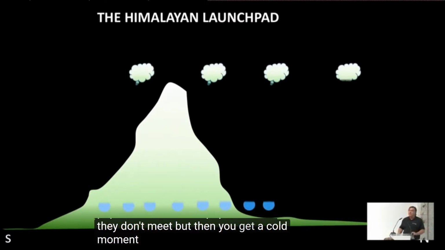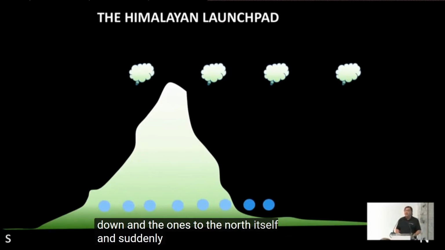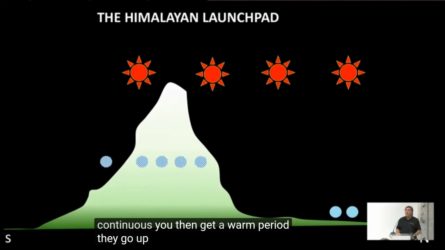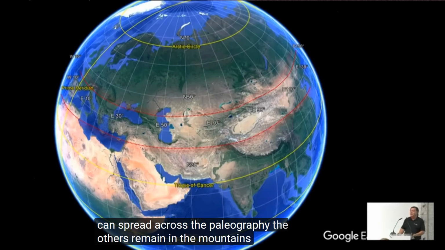But then you get a cold moment. The ones in the mountains come down and the ones to the north head south. And suddenly they are geographically continuous. You then get a warm period. They go up the mountains. They may be slightly different now, but they've been released. And once they're released, they can spread across the Palearctic. The others remain in the mountains.